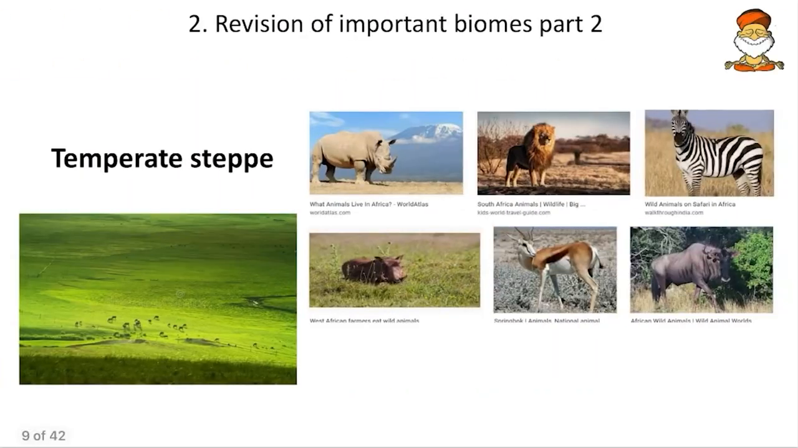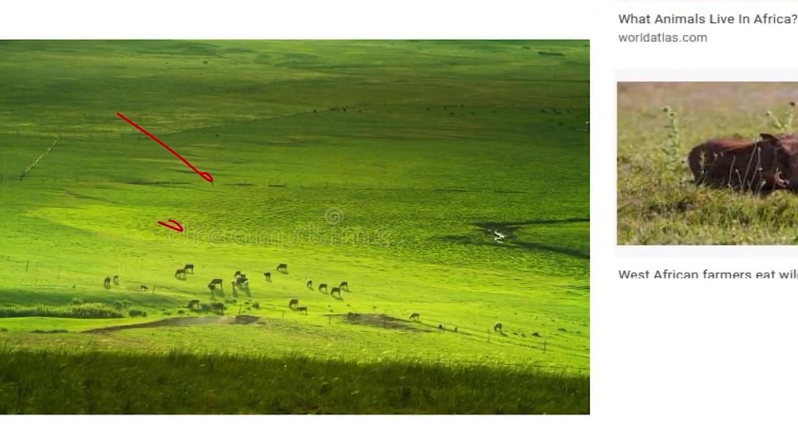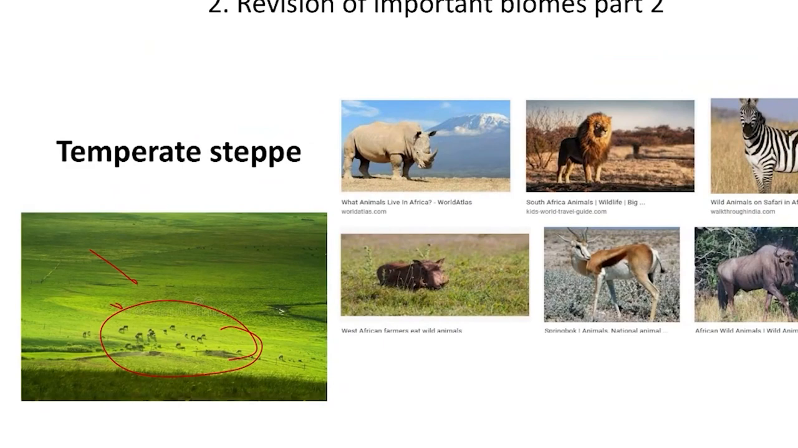Okay. And then comes the temperate grasslands. So, these have short and nutritious grasses. Here we can see the short and nutritious grasses. And to eat these, most of the herbivores like the horses, then the wild beasts, then the wild cattle, buffaloes, all these throng here.